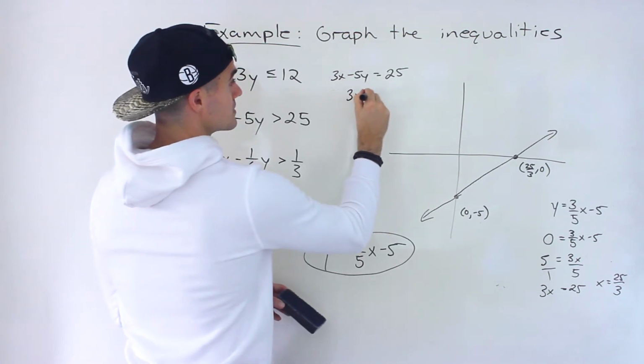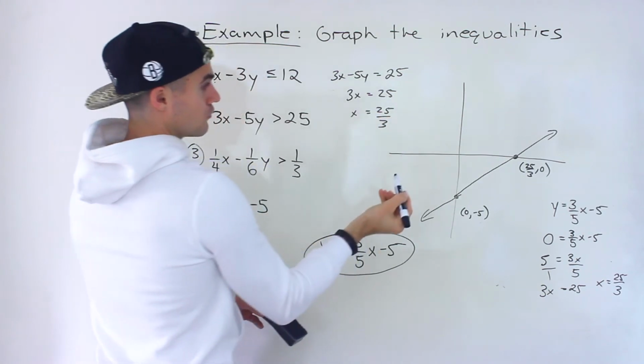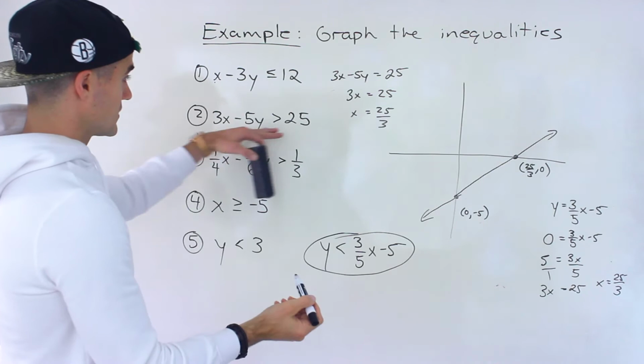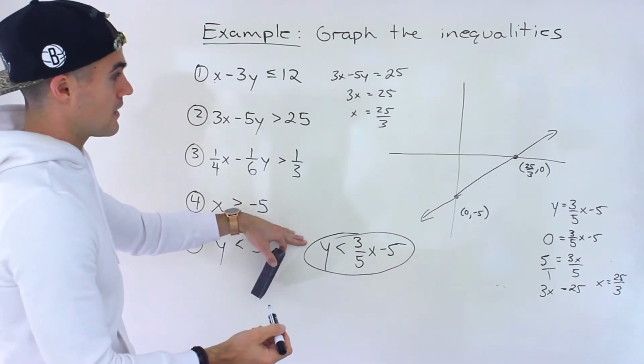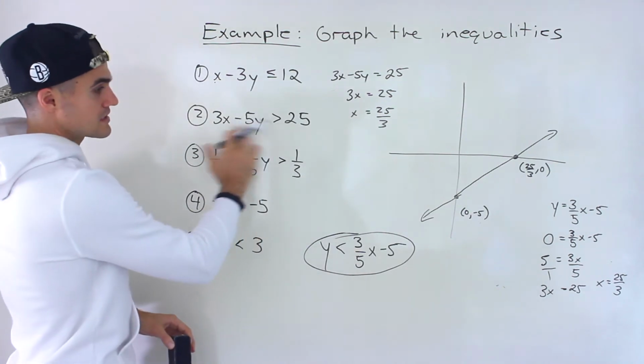We'd end up with 3x equals 25, x equals 25 over 3. So we'd end up with that right there. And then you still have to take this and isolate for the y, but before doing that, you can get those intercepts pretty quickly with this kind of format.